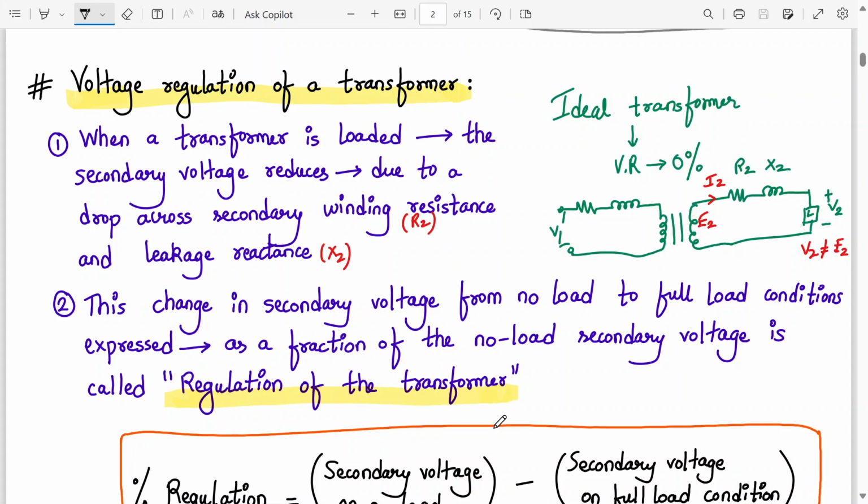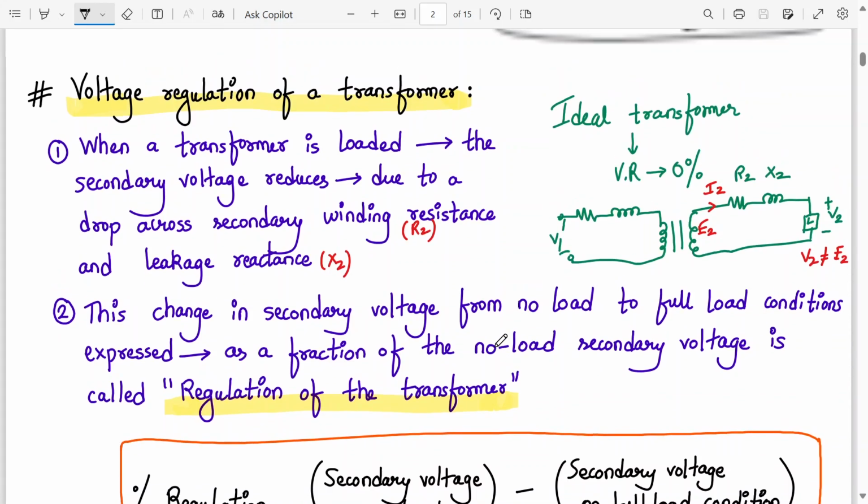The voltage regulation of a transformer. Can we start? So this is my practical transformer. We have I2, E2, where V2 is not equal to E2 in this case. For an ideal transformer, the voltage regulation should be 0. That means the output voltage should not vary much.